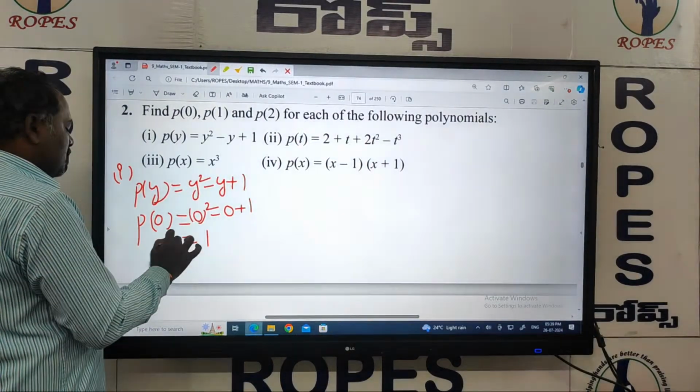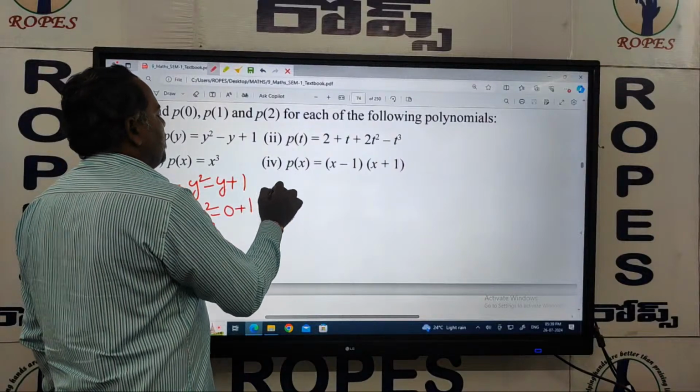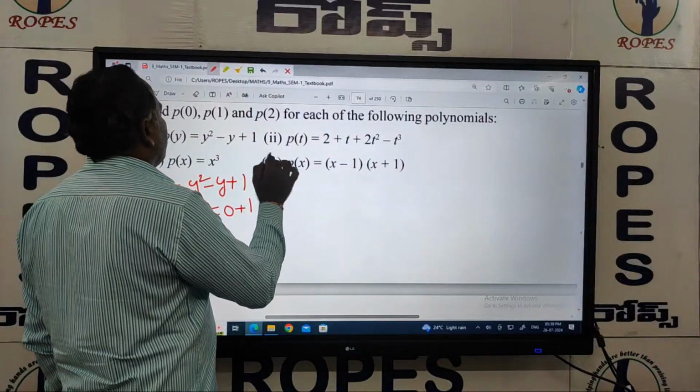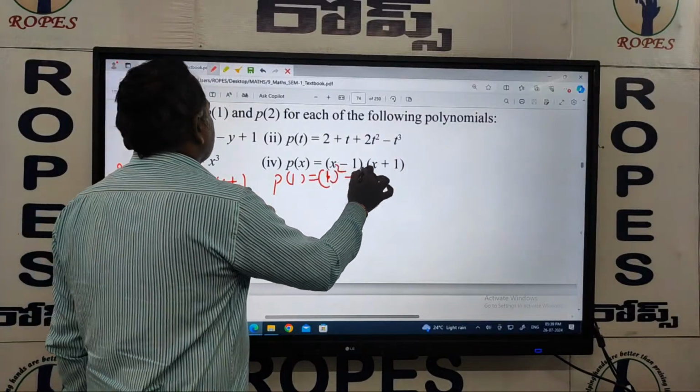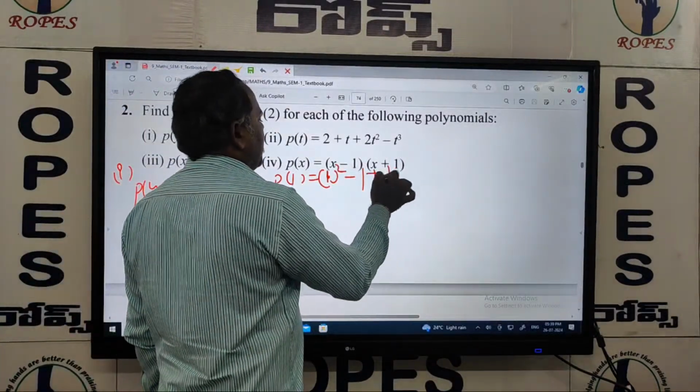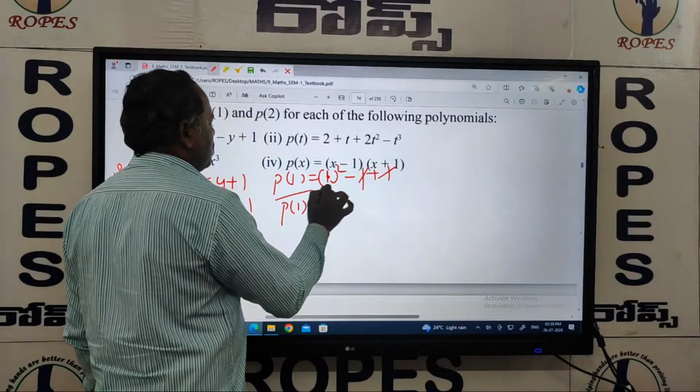P of 0 is equal to 1. And next one, P of 1 is equal to 1 square minus 1 plus 1, so 1. What is P of 1? P of 1 is equal to 1.